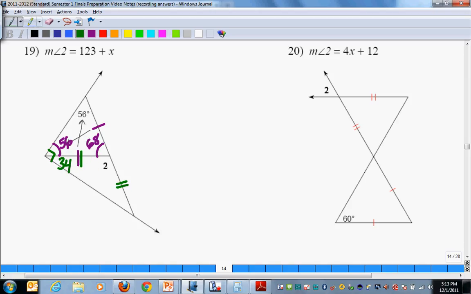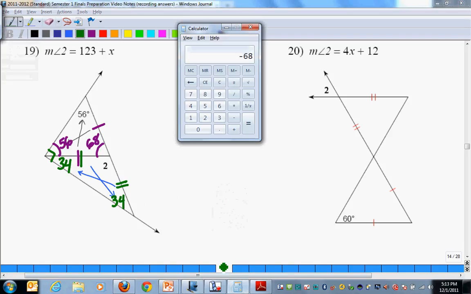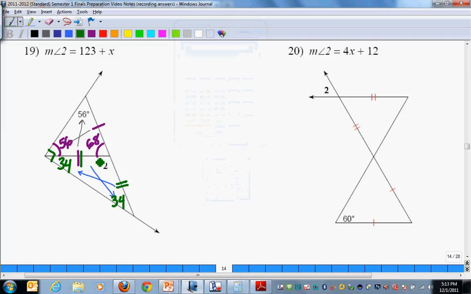Now follow the hatch marks again. We have right here, so that means this is 34. And we add 34 and 34. Get 68. Take that away from 180. And that means angle 2 here is 112.